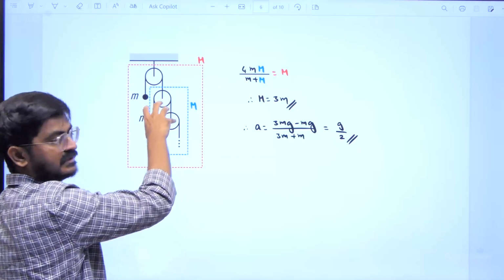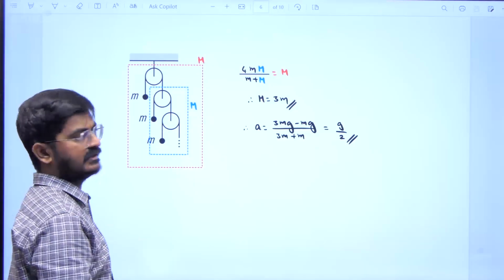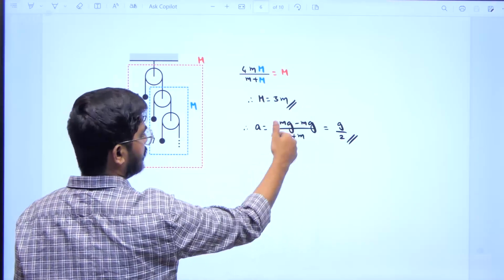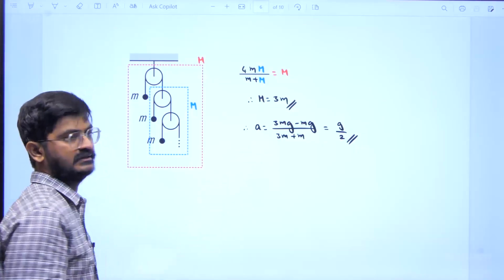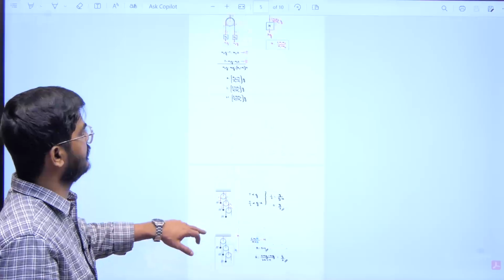If I can replace this thing with 3m, then you can say 3mg here, mg here, net force is going to be 2mg. The driving force is going to be 2mg, mass is 4m, so acceleration is going to be g by 2. Anyway, the explanation I am going to attach in the PDF, you can read it.